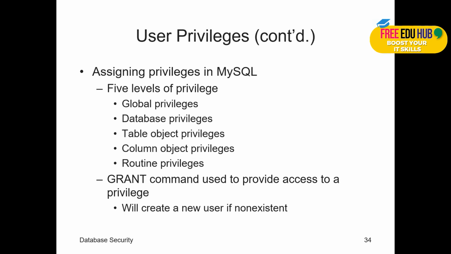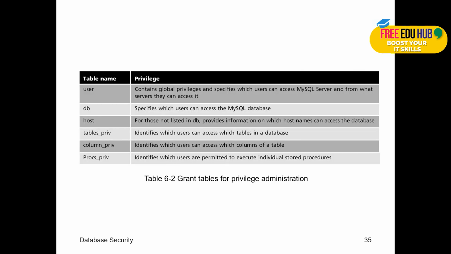The grant command is used to provide access to privileges and will create a new user if non-existent. Now, the tables in MySQL, for example: the user table contains the global privilege information about who can access the SQL server. DB specifies which users can access the MySQL database. So on the left-hand side there is a table name, and by using the table name you can understand what the privileges are for that user.